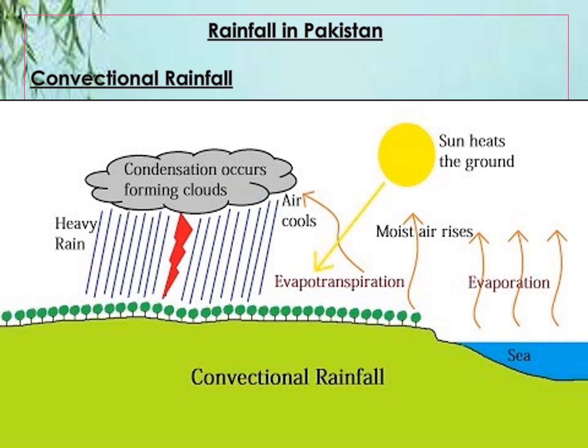And only the northern and northwestern areas of Pakistan receive this kind of rainfall, because the southern Pakistan is deprived of convectional rainfall due to the temperature inversion layer.